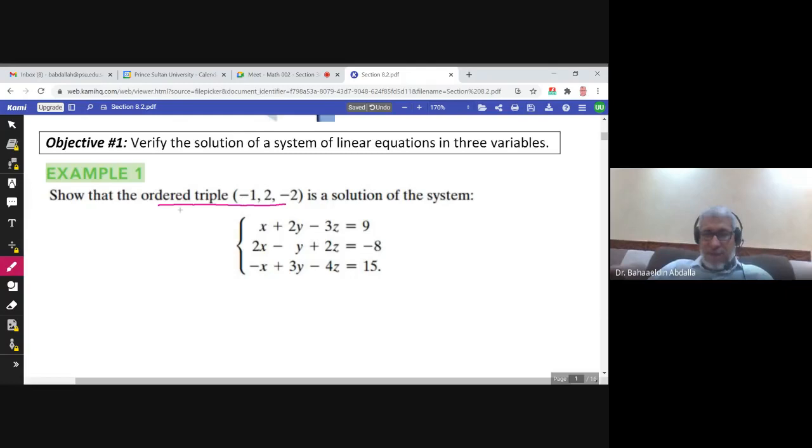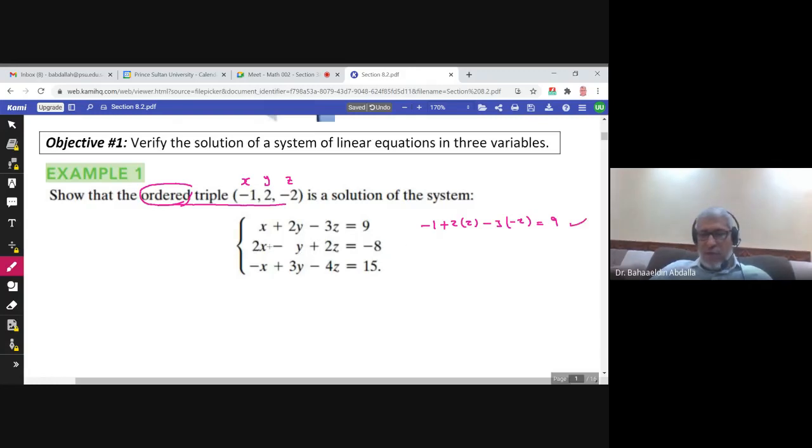Notice that this is an ordered triple. Ordered means this is always the value of x, this is always the value of y, and this is always the value of z. What you write first should be the value of x, second y, third z. So if you replace x by -1, plus 2 times 2, which is y, minus 3 times -2, if you add, you should get 9. So -1 plus 4, this is 3, plus 6, this is 9. So this equation is correct.